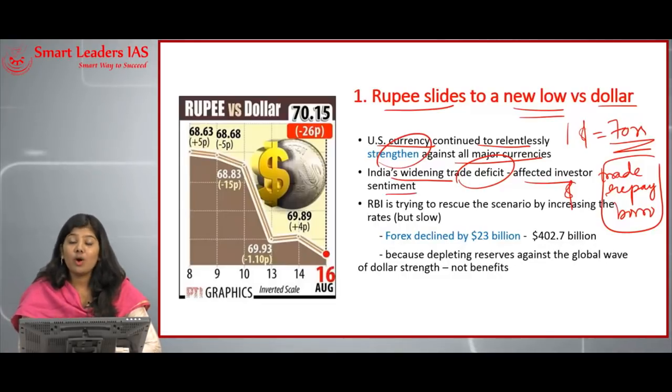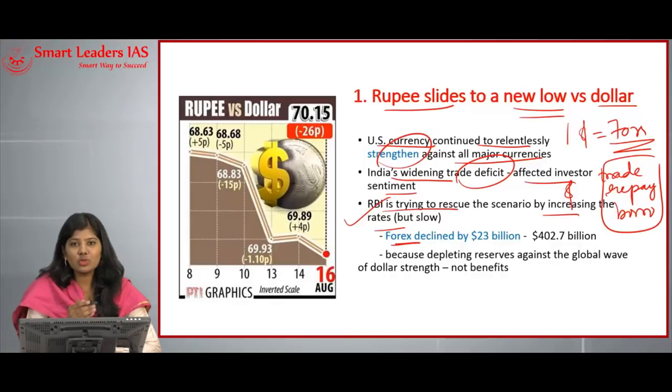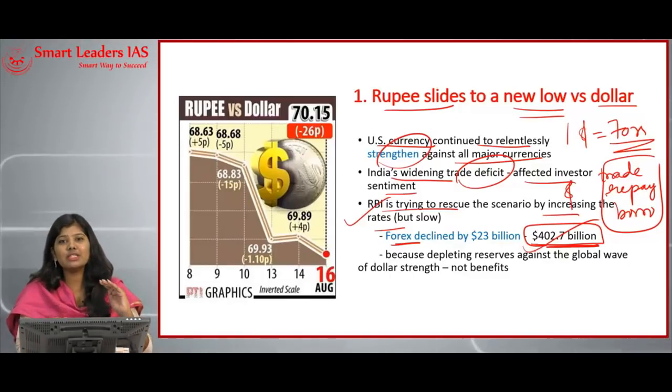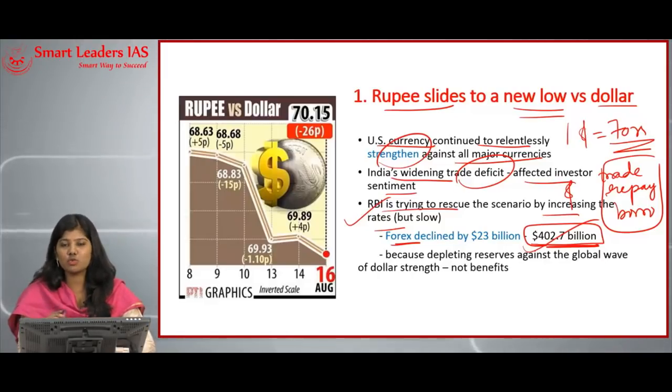So in the current scenario, the RBI is trying to rescue the situation by increasing the rates, but it is not increasing the rate soon. It is increasing in a very gradual way, stating that the forex the RBI has is nearly $402.7 billion. These $402.7 billion forex reserves are enough to cover about 9 months of imports. That is what they told, because we have 9 months of import money with us as foreign exchange reserve. So don't worry about it, we could manage. That is what the RBI stated.